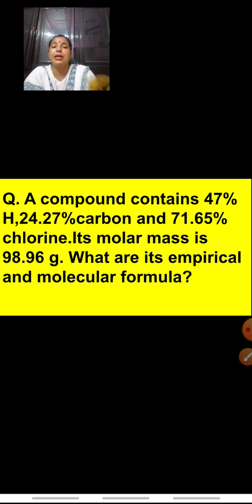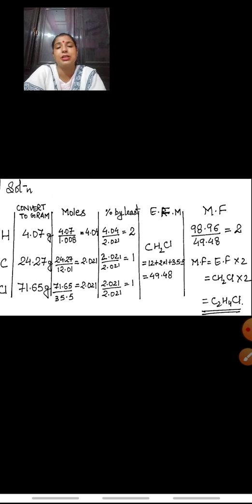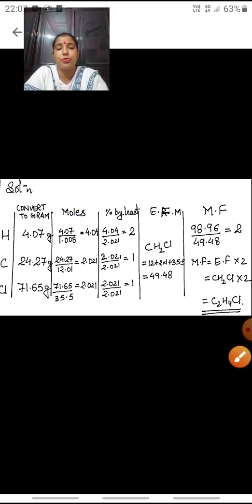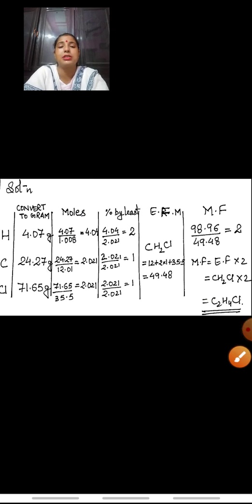Now see, with the help of the percentage composition we can calculate the empirical formula, and with the help of empirical formula and molar mass we can calculate the molecular mass. Now see how we'll be doing this. I have solved the numerical and I have made a slide for you. As you all can see, I can magnify this for you. For solving such a question, you have to draw such columns.